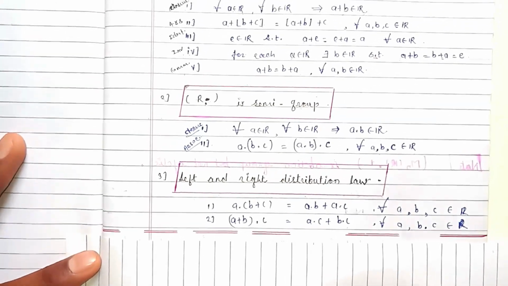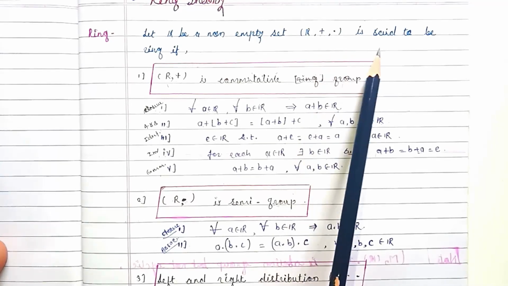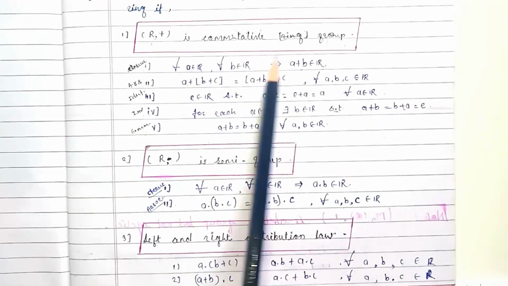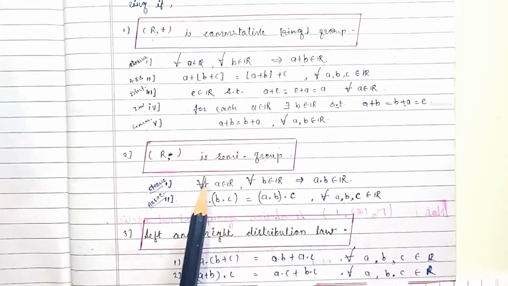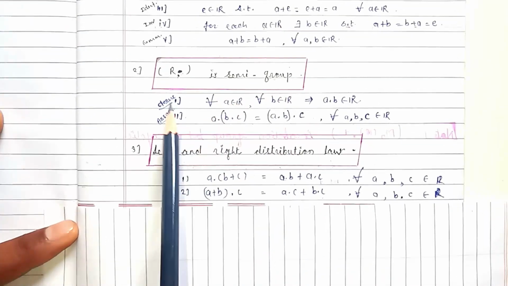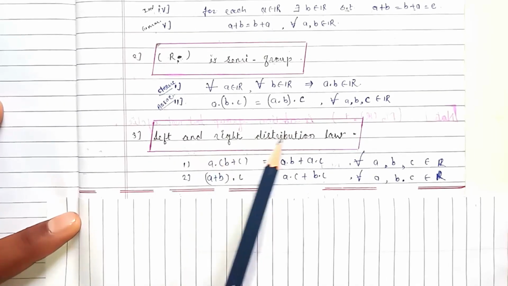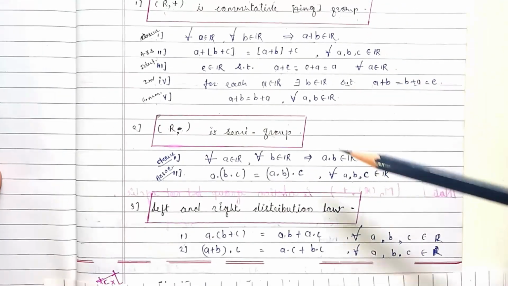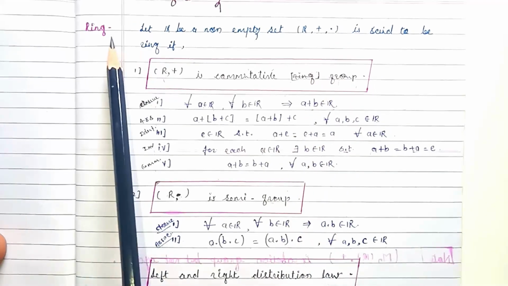So to show that any ordered pair like (R, addition, dot) is a ring, we have to show that R under addition is a commutative group. Under commutative group we need to show these properties: closure, associative, identity, inverse, commutative. After that, the second property: R under multiplication is a semigroup. Under semigroup we have to show closure and the associative property, and the last one is the left and right distributive law. For the distributive law we have to show these two properties. If all these properties hold, then we say that the given (R, addition, dot) is a ring.